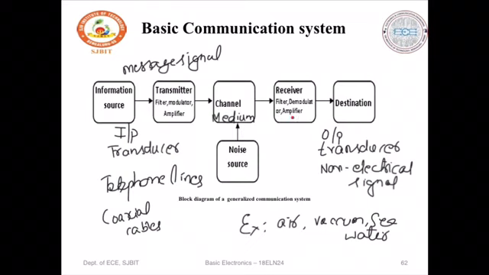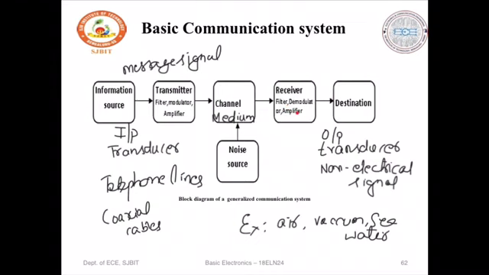Now let us discuss the receiver. The main function of the receiver is to extract the input message signal from the degraded version of the transmitted signal which is coming from the channel. The receiver performs the reverse operation of the transmitter.